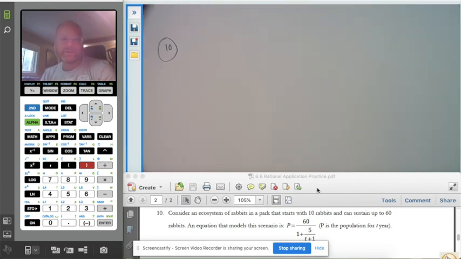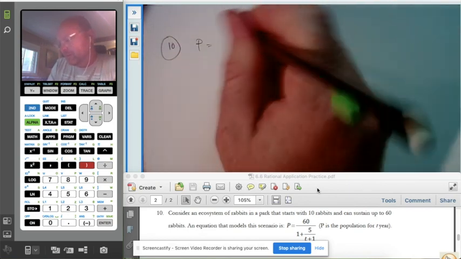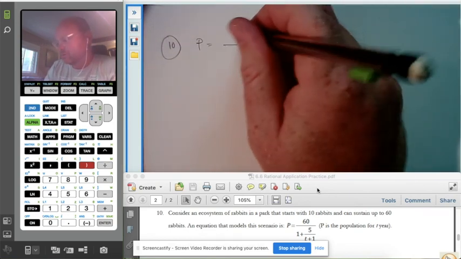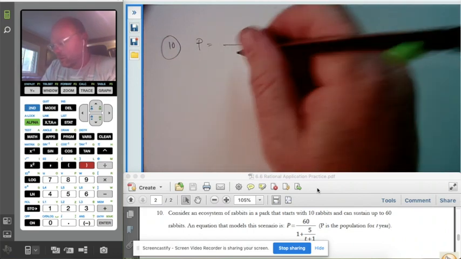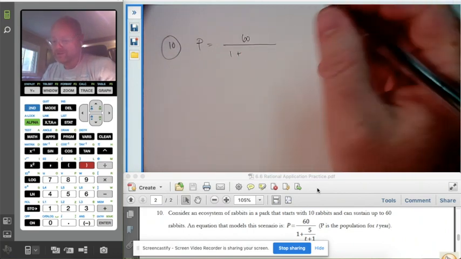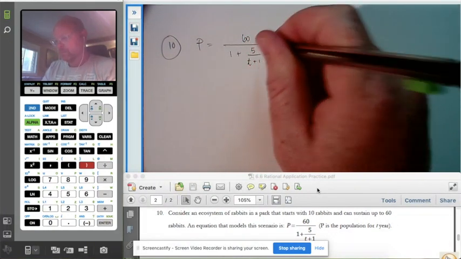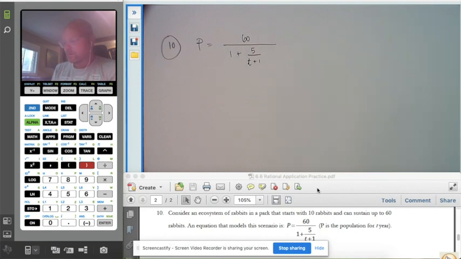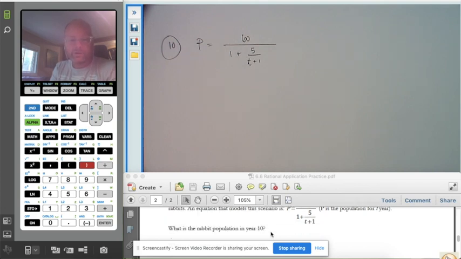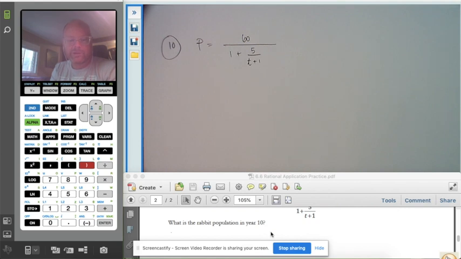All right, last problem that is not an extension problem. We have an ecosystem of rabbits, and the population of rabbits is modeled by this weird looking equation, which is 60 over 1 plus another fraction, 5 over t plus 1. T is time in years, and P is the population. So you can plug in any time you want, and it'll give you an estimate of the population. So what are we asked to do with this? What is the rabbit population in year 10?